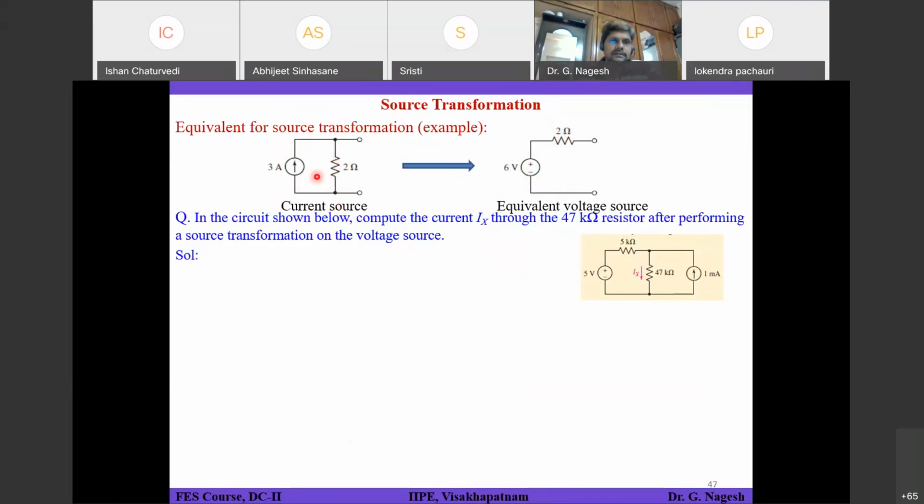That means a practical current source can be converted to an equivalent practical voltage source, and a practical voltage source can be converted back to an equivalent practical current source. Both are similar, both are identical. Based on the application, you can convert from this way to that way, or in the other way also.